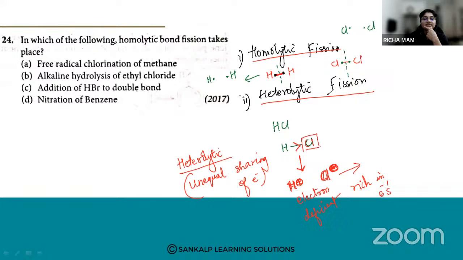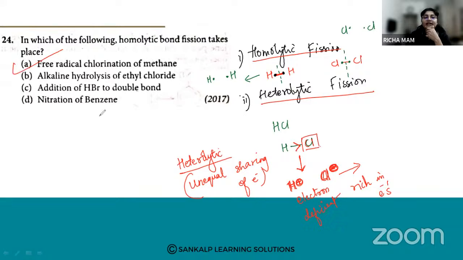Hema has answered it as A. What about the others? Why are others not answering? Please answer. Tejaswani has also answered it as A. So in which of the following does homolytic cleavage take place? Yes, it is option number A.